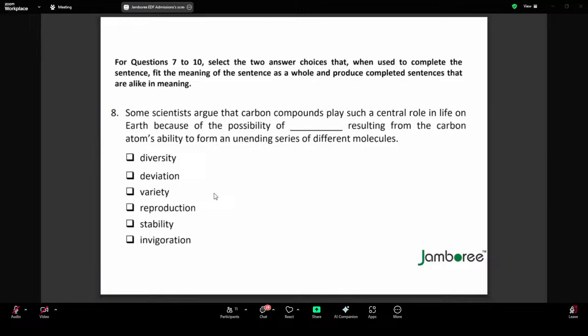Some scientists argue that carbon compounds play a central role because of carbon's ability to form an unending series. So now my keyword becomes unending series of different molecules. So I'm looking for the word different. Diverse looks different. Variety looks different. Deviation is not different, it means discrepancies, like you're going in a direction that you were not expecting. So it's more of a discrepancy.